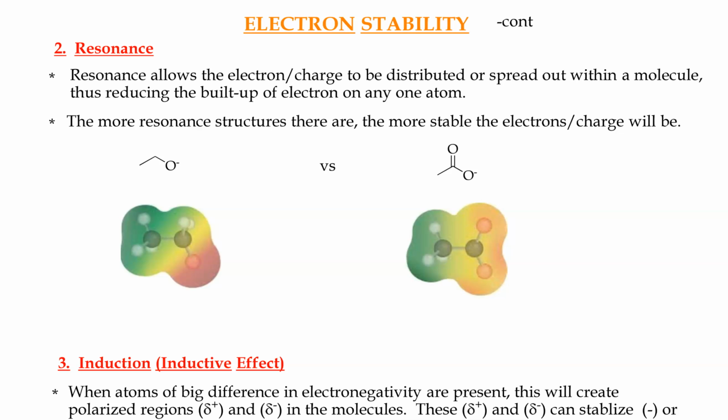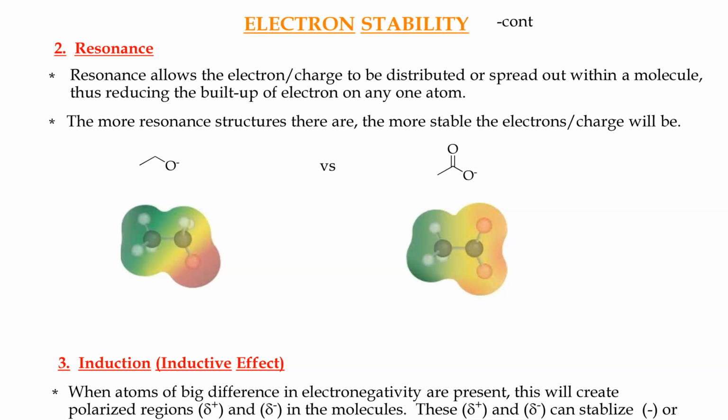Hi, in this lecture video, I will continue to discuss electron stability by focusing on the resonant effects, the inductive effects, and the orbital effects. So first, let's discuss resonance. How the resonance affects stability.